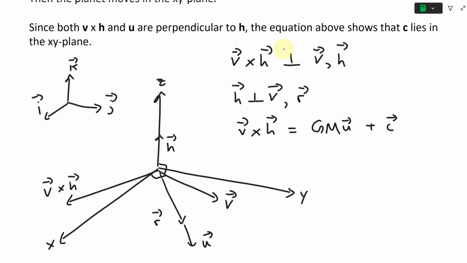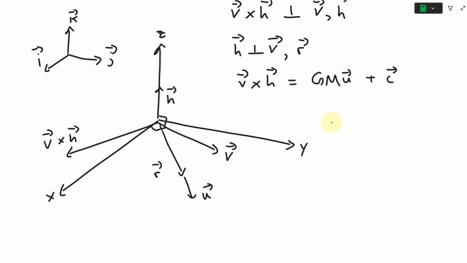So what that means is, if this one is on the xy plane, and this one is also on it because this one is perpendicular to both of these, so it's directly on there. And then this as well, this is also in the xy plane.